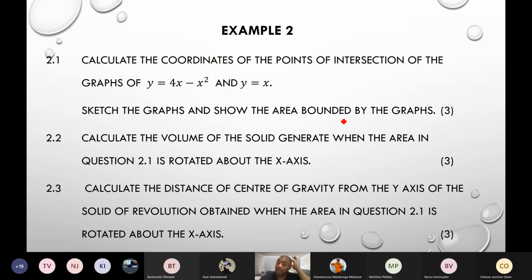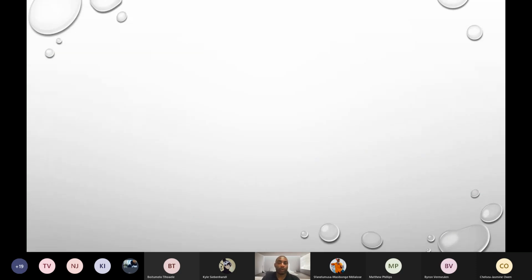Okay, now you see, before I even start, just an idea. If you look at 4x minus x squared, I should know that it's a parabola. Okay, because it's got an x squared and an x, so it's a parabola. And then y is equal to x, it's a straight line that passes through the origin. Okay, just need to have those rough ideas.